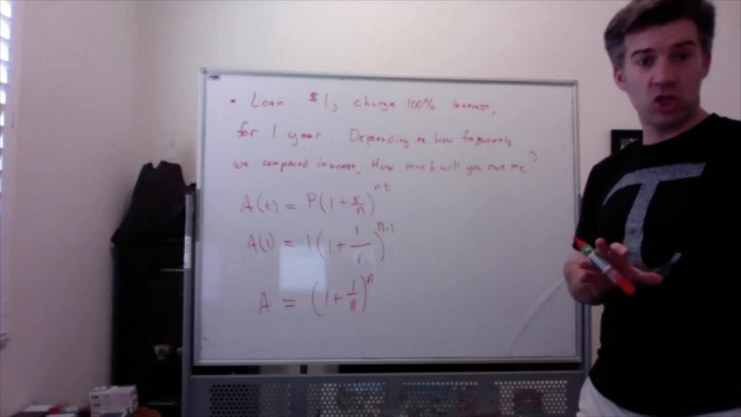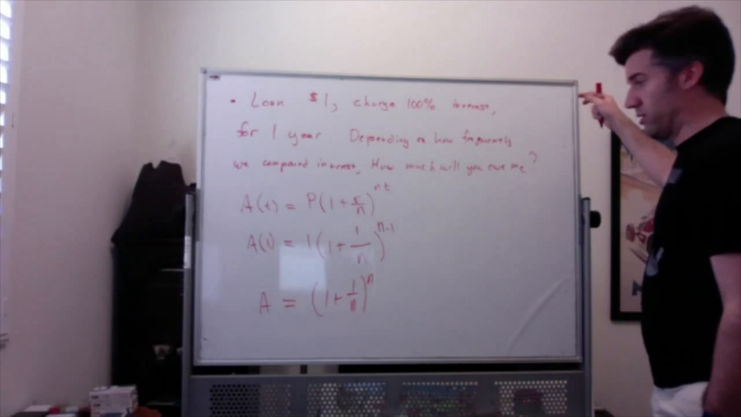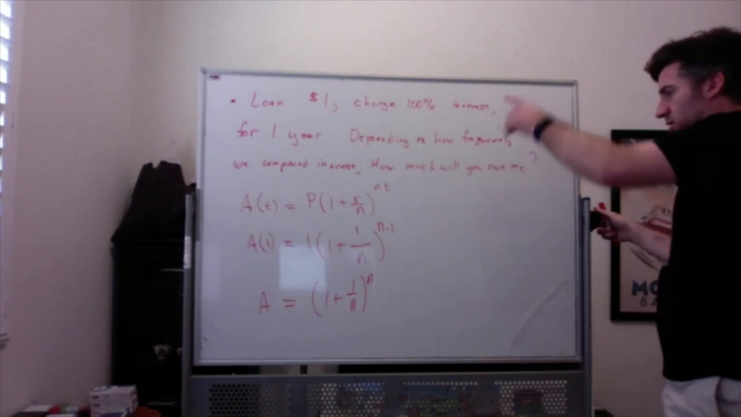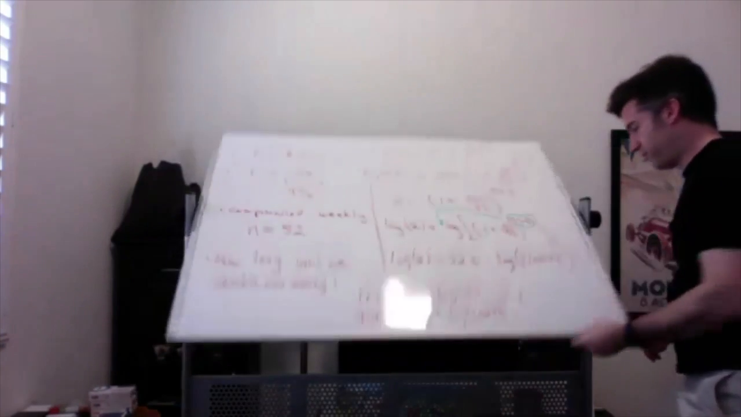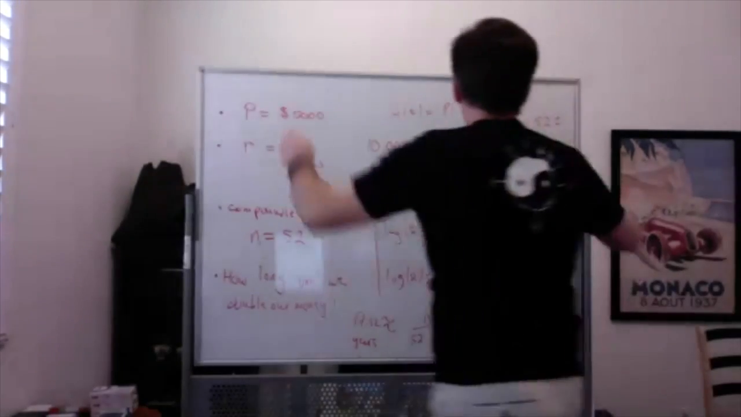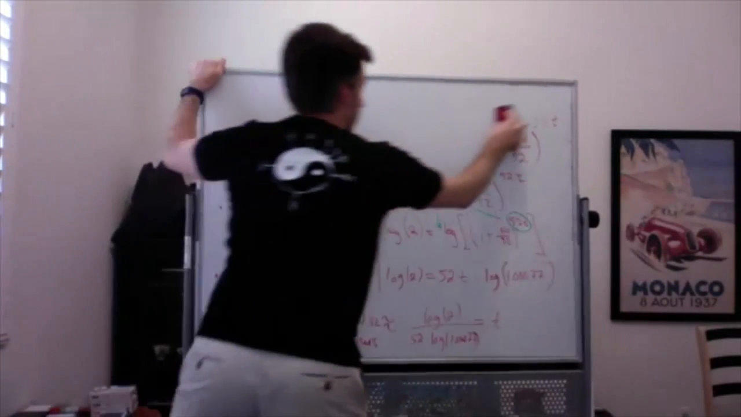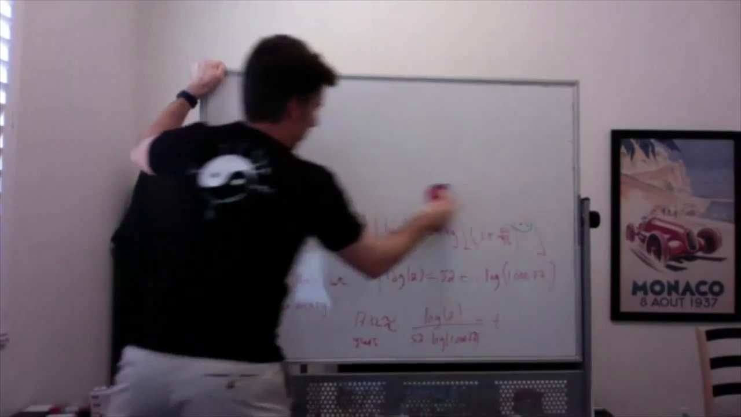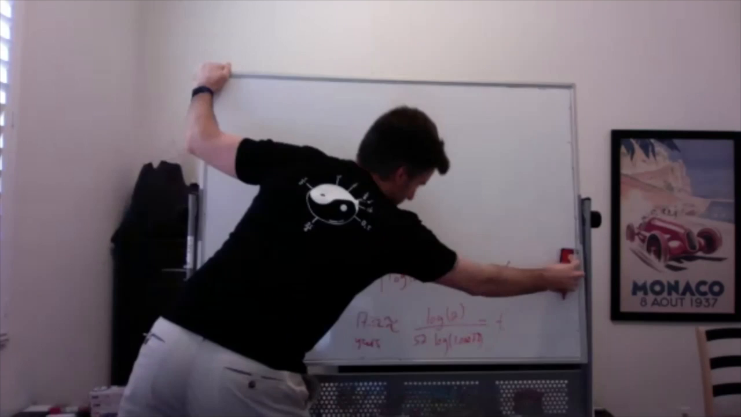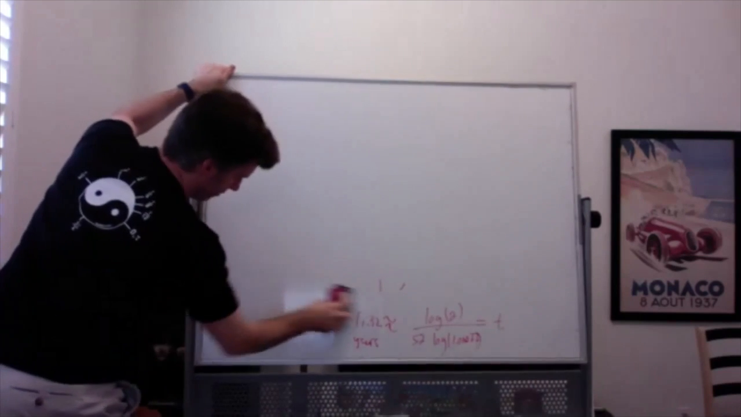And I really want to make a chart to kind of show what we get. So I'm going to go to the other side of the board here, because I'm not going to have enough room to really write down everything here. So that's how many dollars you're going to owe me at the end of the year. It's 1 plus 1 over n to the nth power dollars, depending on how many times we compound interest.